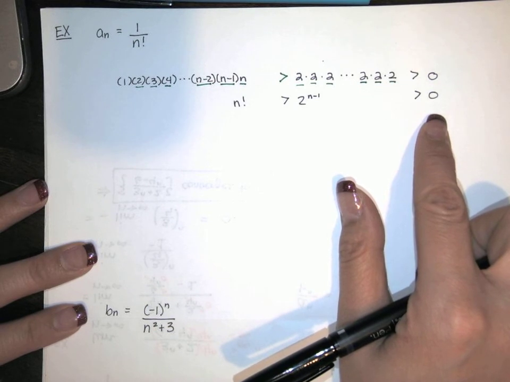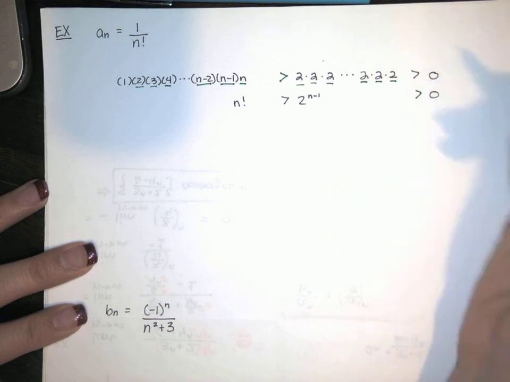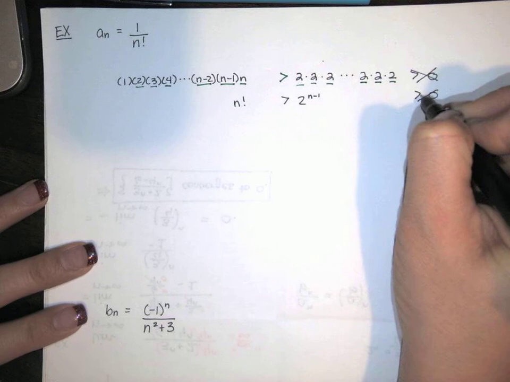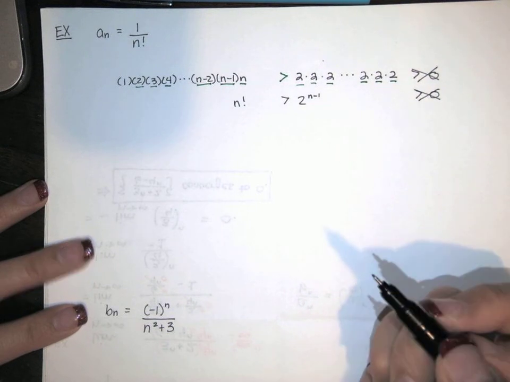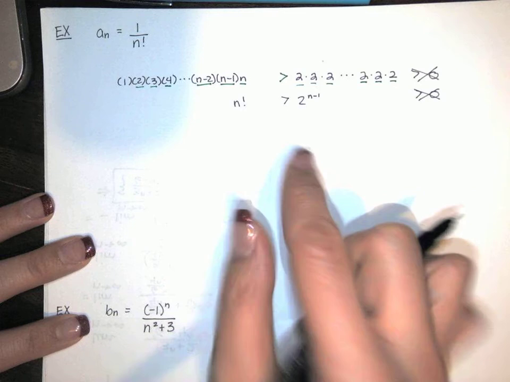Ooh, do I want to do that? Do I want to compare it to 0? I don't know if that's going to work. Maybe I don't want to compare it to 0. That was a bad idea. I was thinking of something else. Okay, so I've got n factorial is greater than this.